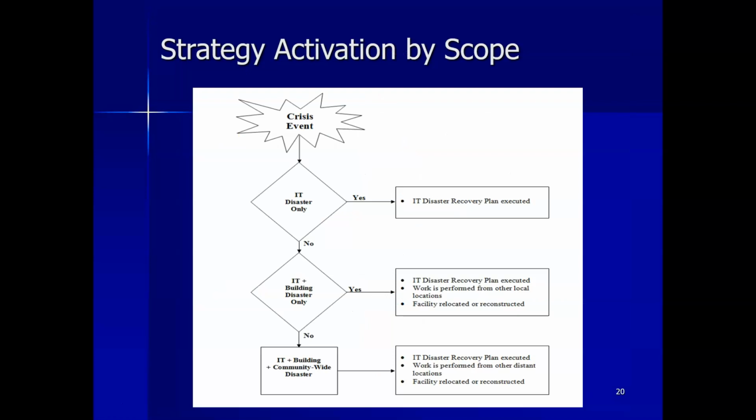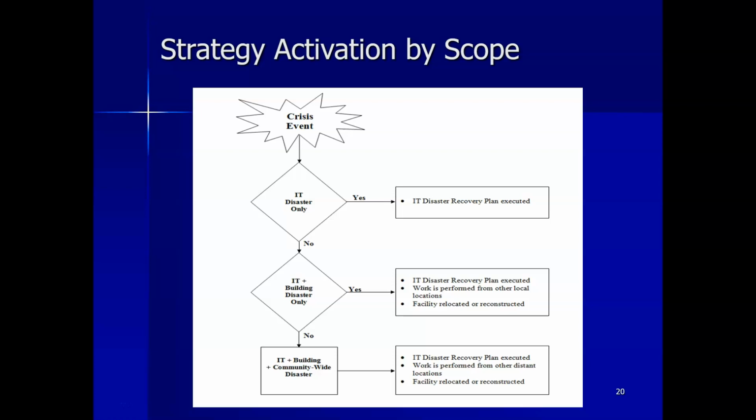And this example depicts a strategy activation by scope of a crisis. So this example also illustrates a method to activate strategies that are effective for an organization with critical IT support requirements that also faces, in addition to its localized crisis, the possibility of a community-wide crisis. So this organization has a very short RTO for critical operations.